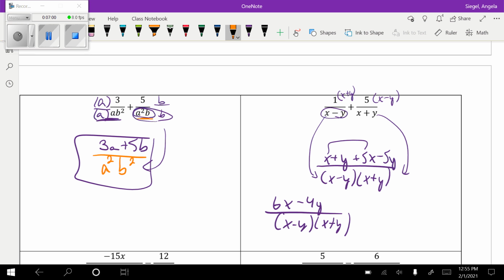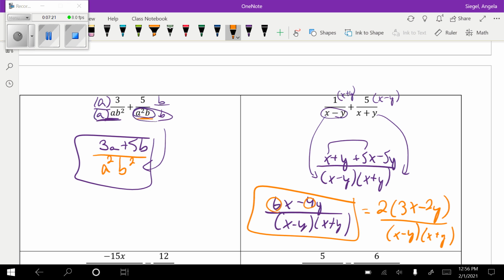Some people have noticed that you can factor out a 2 here. You can, you don't have to. If you want to have 2 and then 3x minus 2y, sometimes that will help you simplify a little bit further, but obviously in this case it doesn't help you. So this or this is perfectly fine for an answer.